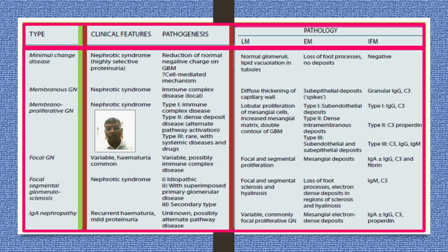Coming to the light microscopy, it is variable and it will commonly present like focal proliferative glomerulonephritis. As we are saying focal, so there will be mesangial electron dense deposits. So in focal glomerulonephritis and IgA nephropathy, there will be mesangial electron dense deposits. And on immunofluorescence microscopy, it is IgG and C3.